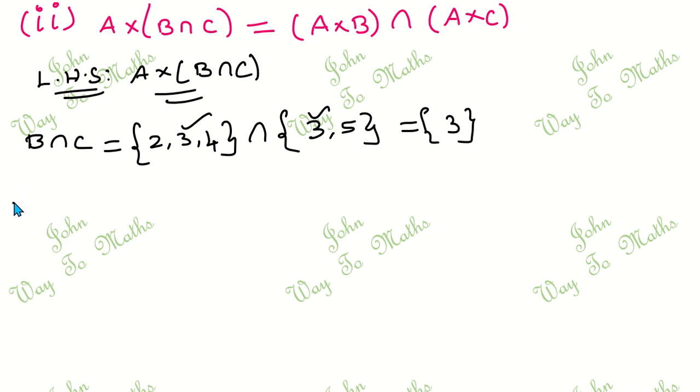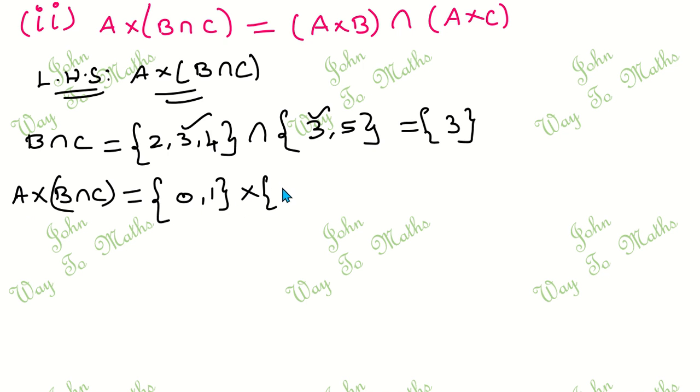So next I am going to find A cross (B intersection C). A set is {0, 1} cross B intersection C set which is {3}. Here I am going to apply the product rule. So I am going to choose 0, so 0 comma 3, then 1 comma 3.